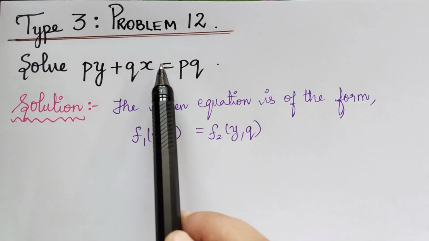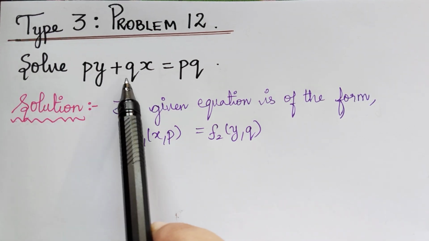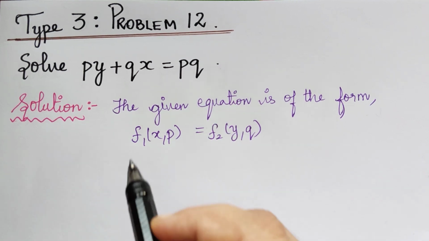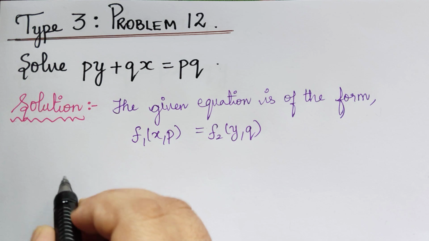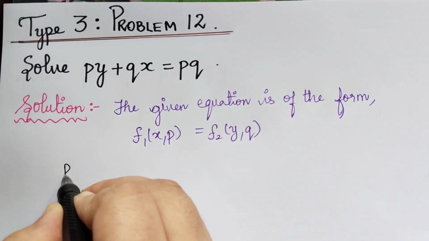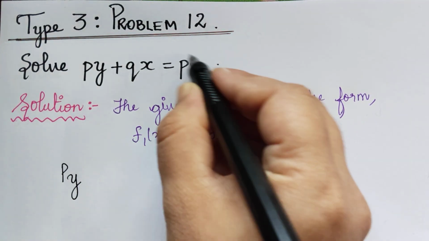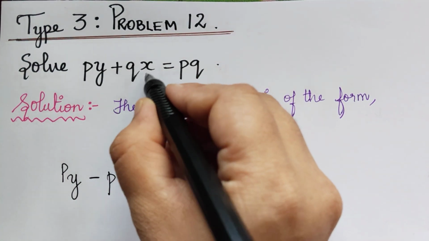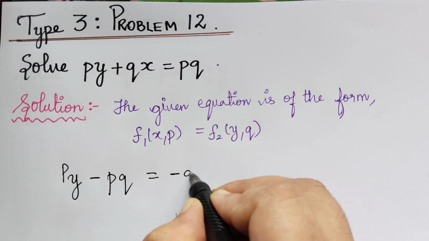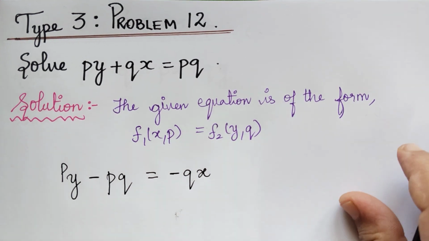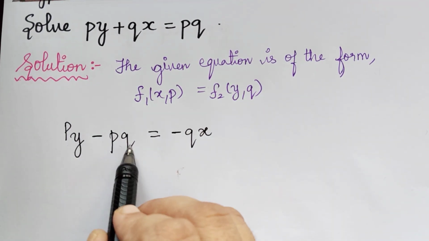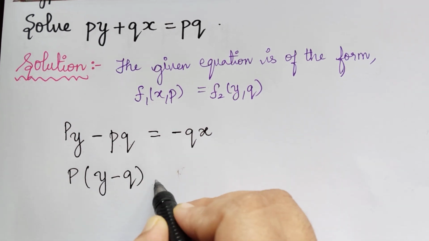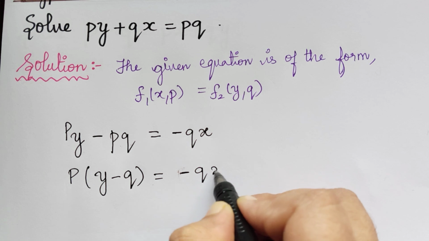That is, we have to gather all the x and p terms to the left and all the y and q terms to the right of this equation. In order to do that, first we shall rewrite this equation as py, taking this pq to the left, minus pq is equal to, taking this qx to the right, we get negative qx. Now if you see, p is common in these two terms. So take p common. So p times y minus q will be equal to negative qx.